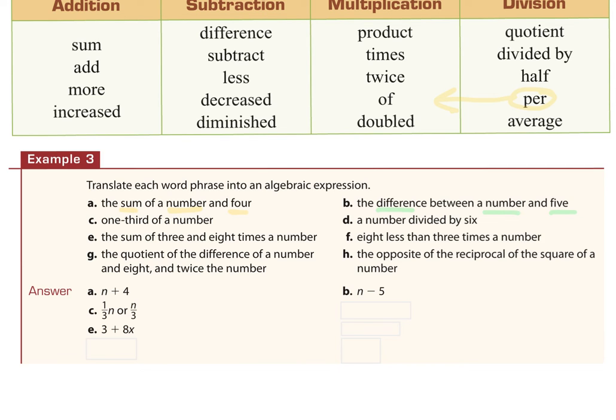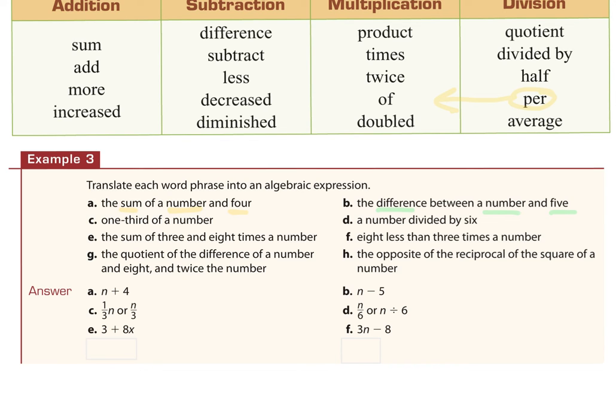So this is the most common mistake that I see when I give this one. All right? 8 less than 3 times the number means that you are subtracting the 8. Which means the 3 times the number comes first. So for this one, you would have 3n minus 8.